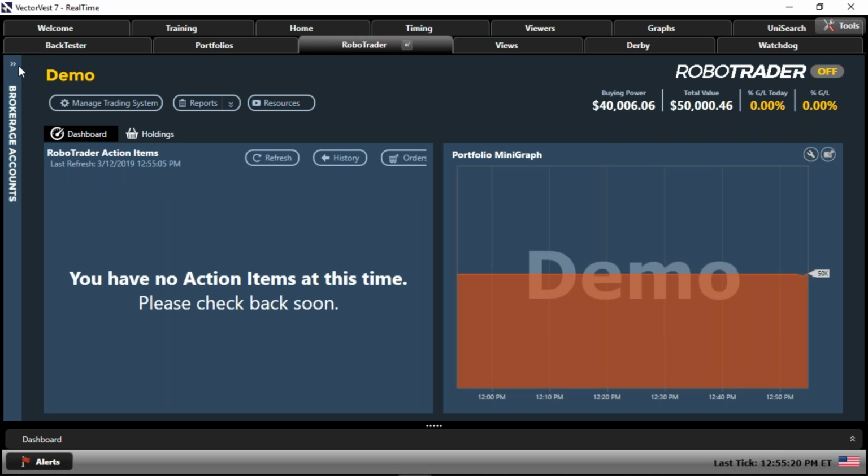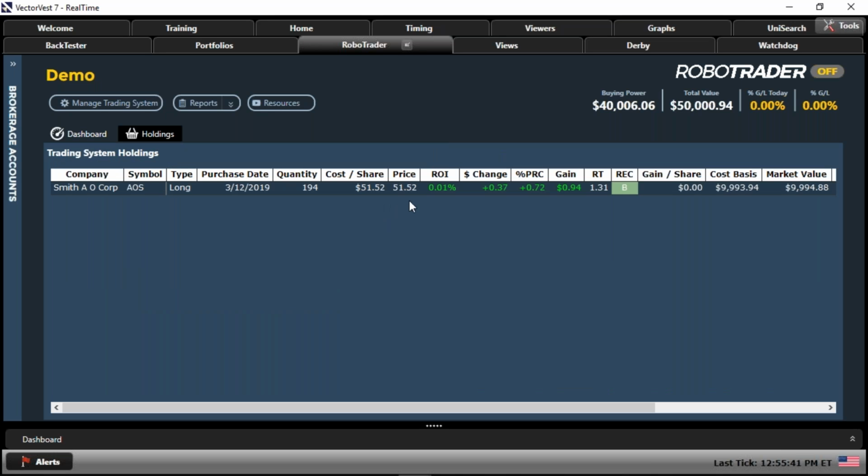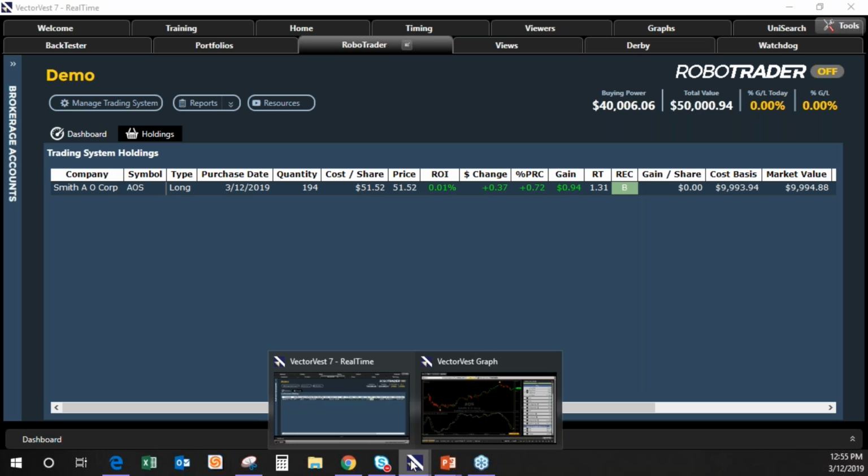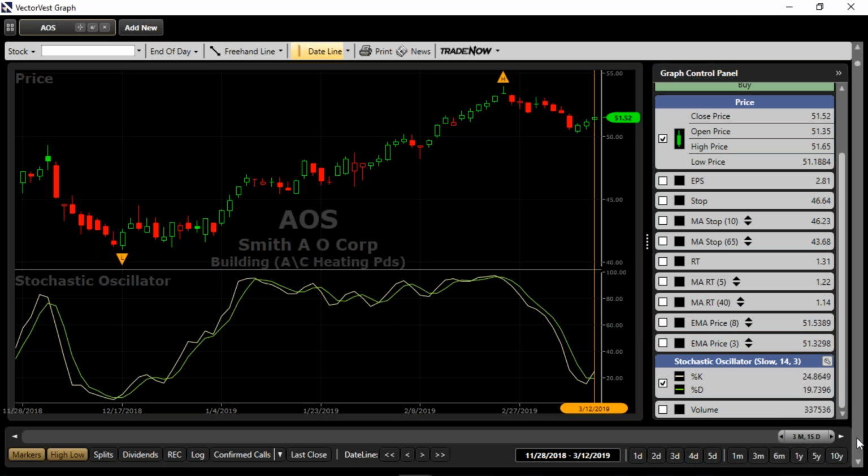Okay, so before the process that I walked you through before, you could still trade stocks through VectorVest into your Interactive Brokers account using the first method. But this method here allows you to actually now keep track of the trade within the VectorVest program. So let's do another one. Let me just show you what happens here. I'll do another one real quick.